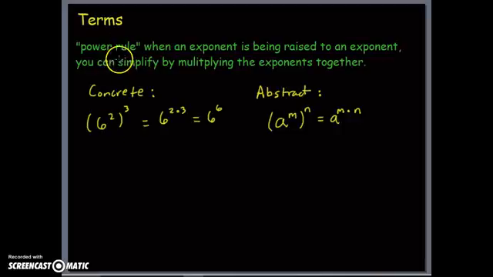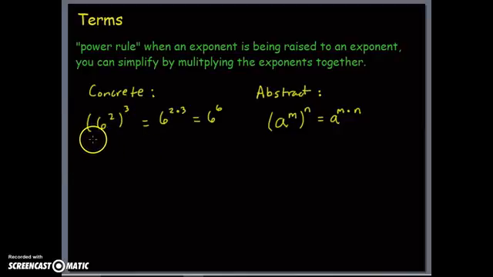So the power rule states that when an exponent is being raised to an exponent, we can simplify by multiplying the exponents together. So if you look down at this example on the left, we've got the base of 6 being taken to the second power, and that all is being taken to the third power. So this 6 squared is being taken to the third power.